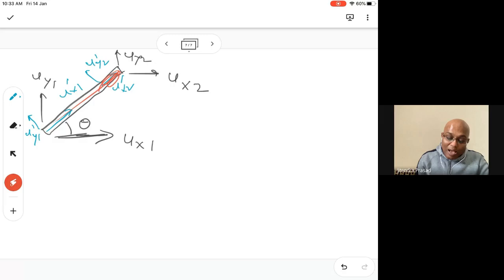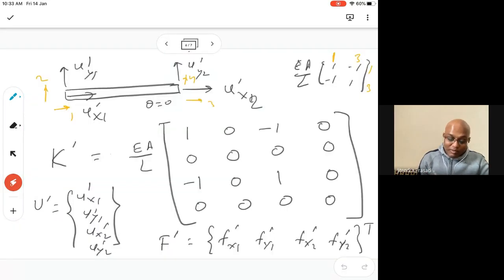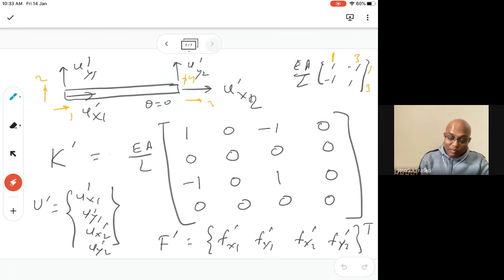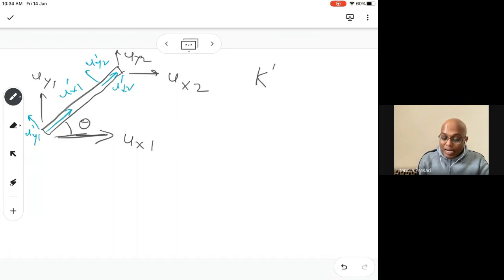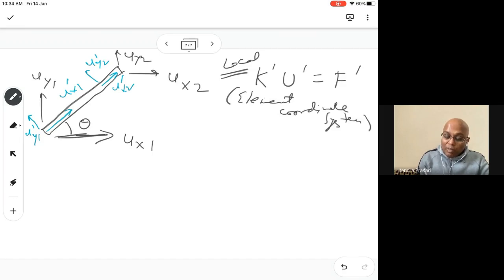For the local one we have this equation. What do we know for the local one? We know that k dash u dash equals f dash. This is the local or element coordinate system. And then we have the global system. We have ku equal to f, where we don't know what k is. We have to find it out.